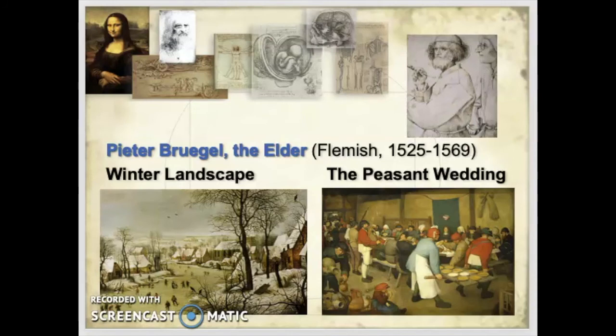Here's another example. Pieter Bruegel the Elder was a Flemish painter, also like Van Eyck. And here you see a portrait of himself in the top right corner. And a couple of his paintings, which are really peasant scenes, people ice skating on a river in a winter landscape, which would be very typical of that time in the 1500s in Northern Europe, especially in Belgium or the Netherlands. And then a peasant wedding.